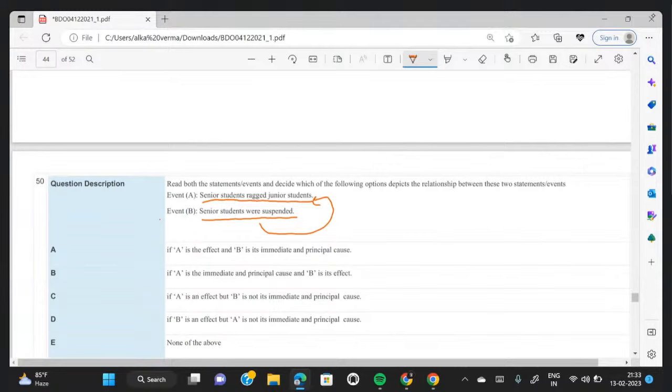If A is the effect, B is the immediate and principal cause. Isn't it talking ulta? Reverse way. How can A be the effect and B be the cause? Completely wrong. If A is the immediate and principal cause, B is its effect. Correct. This becomes your cause and this becomes your effect. If A is an effect, B is not. A cannot be effect. Wrong. If B is an effect and A is not its cause, wrong. A is the cause. Senior students ragged junior students and hence they were suspended. So option B is the correct answer.